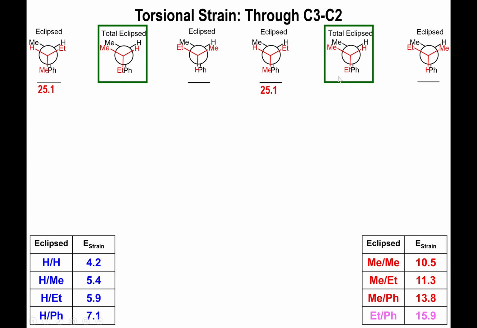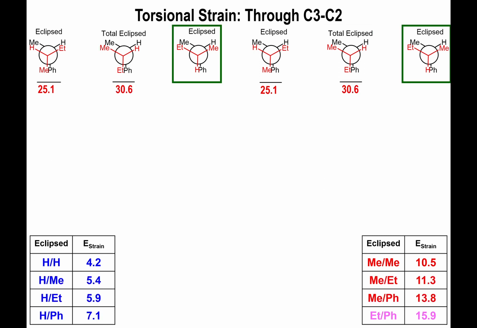Now the two right here, methyl on methyl, hydrogen on hydrogen, ethyl on phenyl, these two conformations are the same ones. So we highlight those specific interactions, hydrogen on hydrogen, methyl on methyl, and ethyl on phenyl, and we add them up. And we find out that those structures have a value of 30.6, which is also higher than any of the gauche conformations.